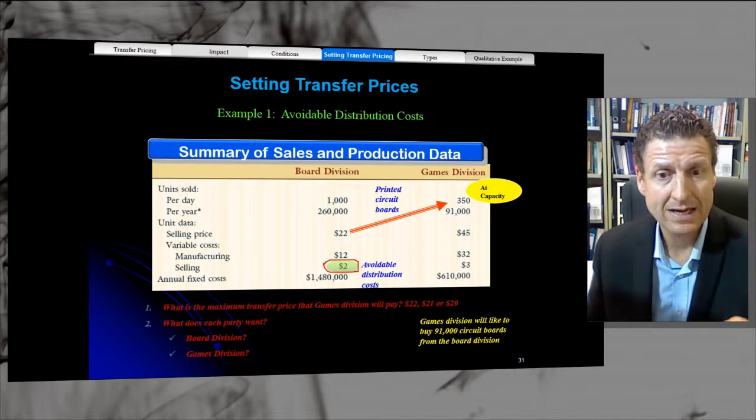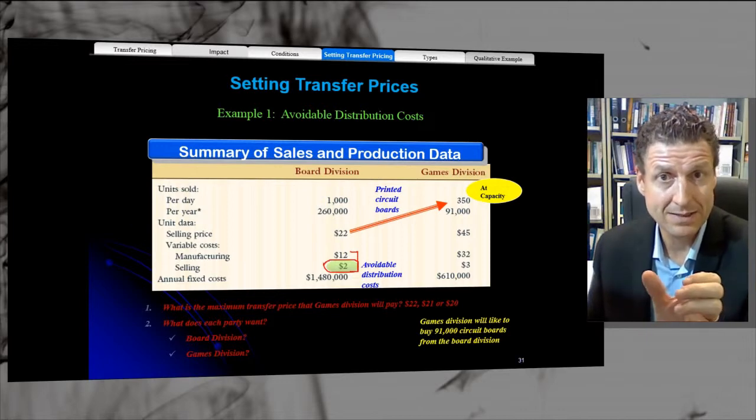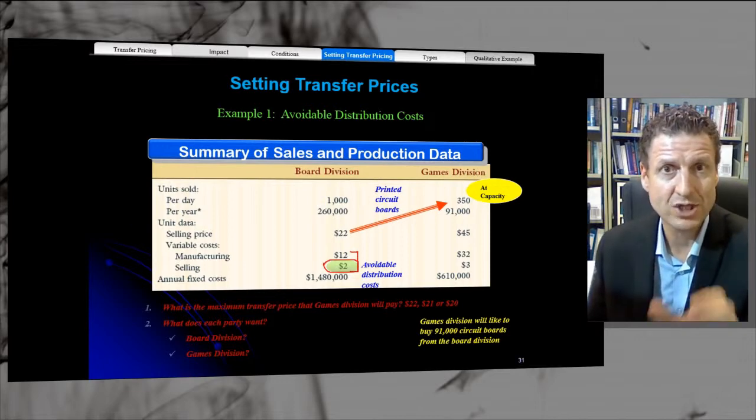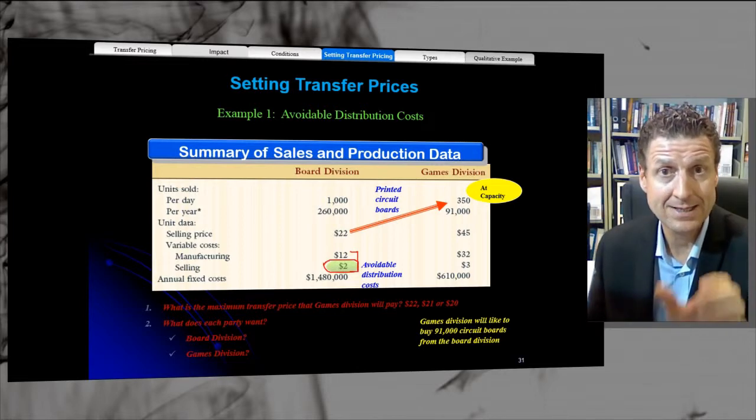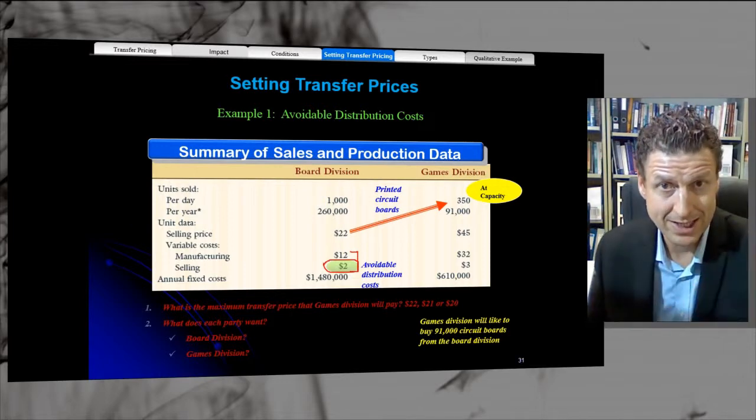How do we work that out? Well, it's $22 less the $14 here. $12 and $2, $14. So variable costs is $12 and the contribution margin is what? $8. That is the lost contribution margin. $12 plus $8 is what? $20. So the minimum transfer price, if board division does not have excess capacity, is $20. If board division has excess capacity for all these units, then you can move the transfer price down to just $12. You can see that, can't you?